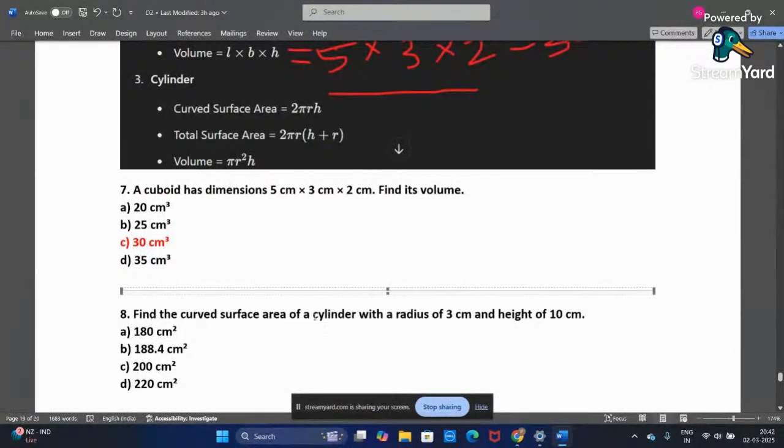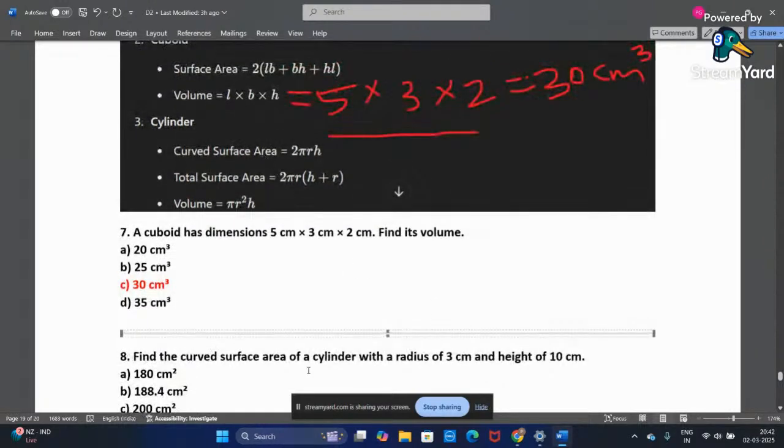Find the curved surface area of a cylinder with a radius of 3 centimeter and height of 10 centimeter. Try to find the answer for this by using the cylinder formula. We need to find your curved surface. Curved surface formula is this one.